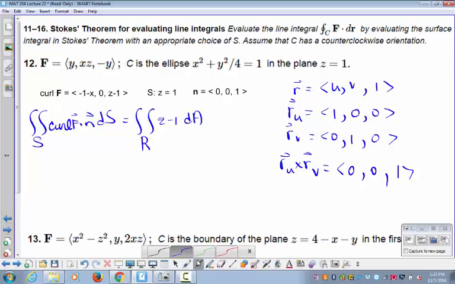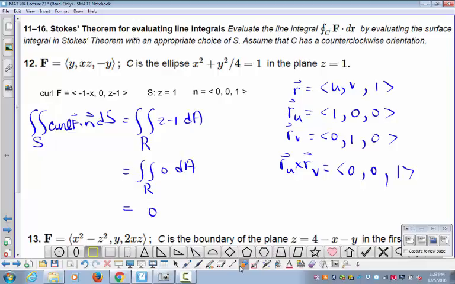A double integral, x's and y's, over our region in the xy plane. We have a z in there, so what do we have to do with the z? Make it a 1, because on that surface, z is always 1. Right? We're on that surface where z is always 1, so we end up with double integral of 0 over R, so this one is 0. Okay, so double integral of the inside gives us 0. And if we did the line integral, we'd get the same thing.